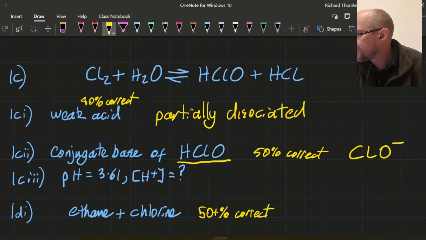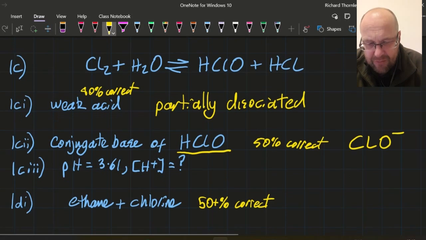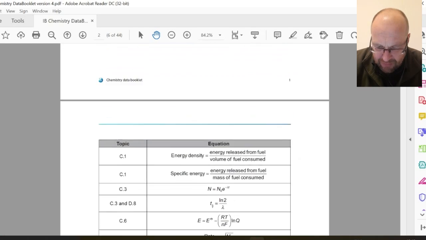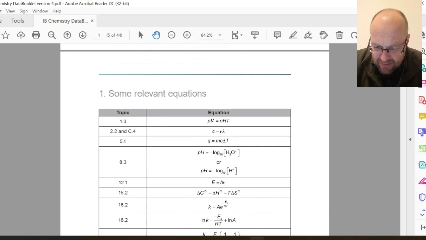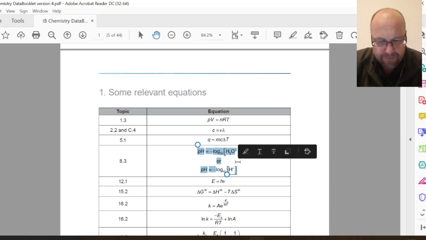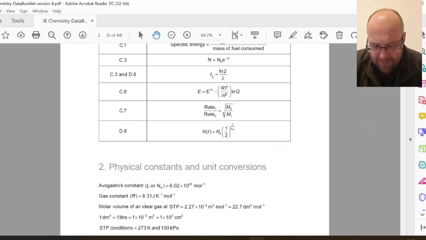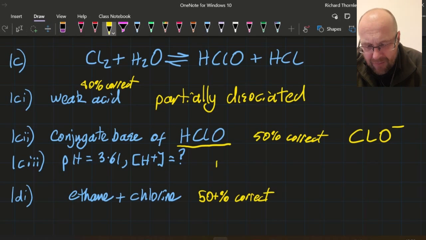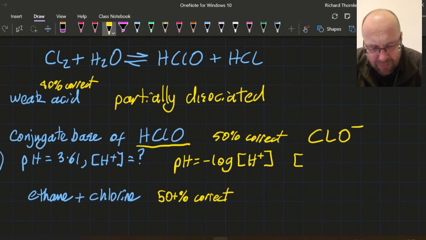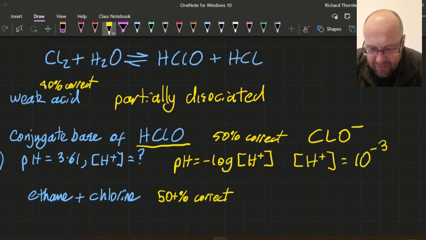Calculate the concentration of H plus ions. They said this was done well. So you could check out the data booklet. I'm sure it's got the pH thing there. What's that? Topic 8. Yes, it's one of these equations, isn't it? For the pH. So I remember pH equals negative log H plus. But it looks like we need the other one, which is H plus is 10 to the negative pH, which in this case is going to be 10 to the negative 3.61.